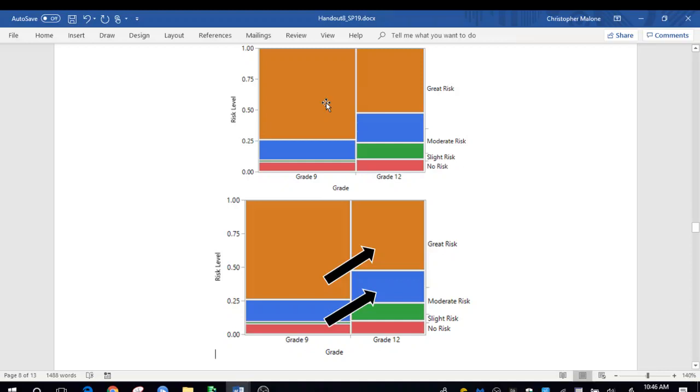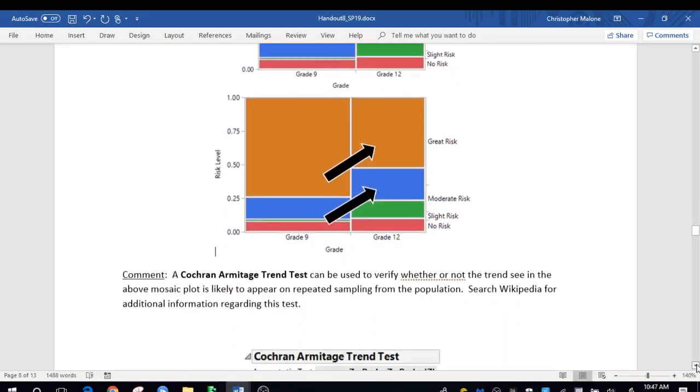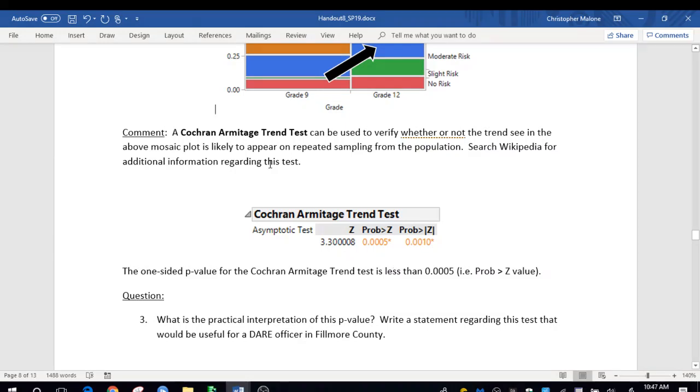Now what our chi-square test does is test whether or not there's differences between the 9th grade and 12th grade. It doesn't do it in a direction. But this test here, the test for trend, will actually evaluate whether or not I have an upward trend in the plot the way that it's plotted here. So I might be interested in a one-sided test, not a two-sided test, especially in this context here. And JMP has the ability to do that test. Again, the Cochrane Armitage trend test.